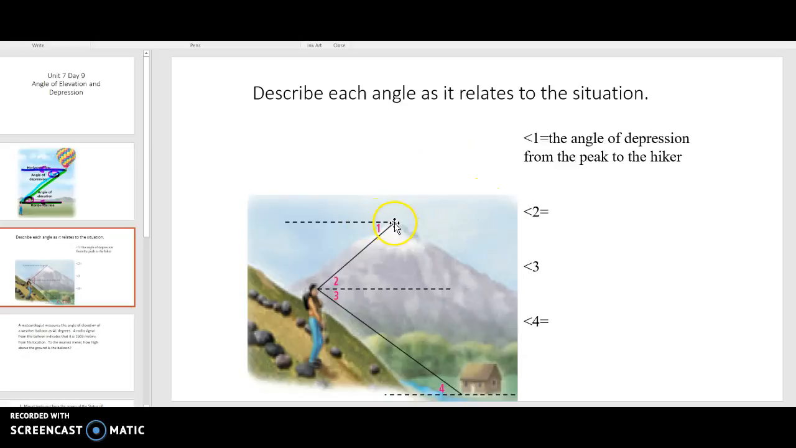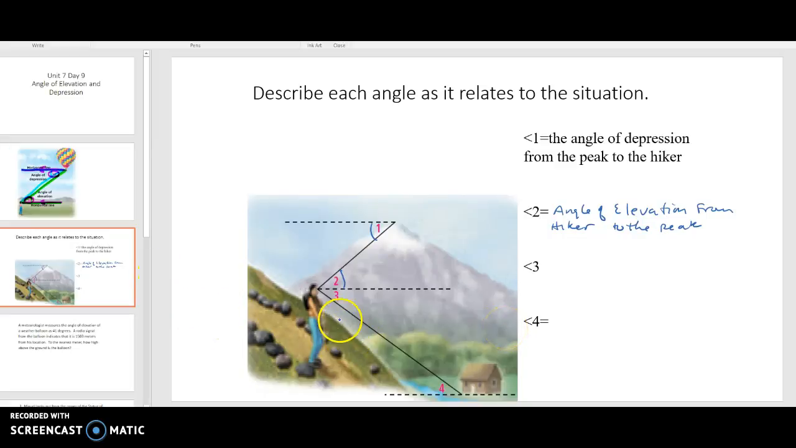So angle 1, if you look, that is someone looking down from the mountain to the hiker. And if we're looking down, this here would be the angle of depression from the peak to the hiker. Now, angle 2, you have the hiker's horizontal line of sight here looking up at the peak of the mountain. So this would be the angle of elevation from the hiker to the peak.